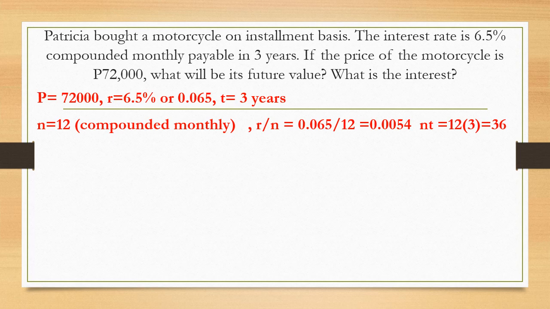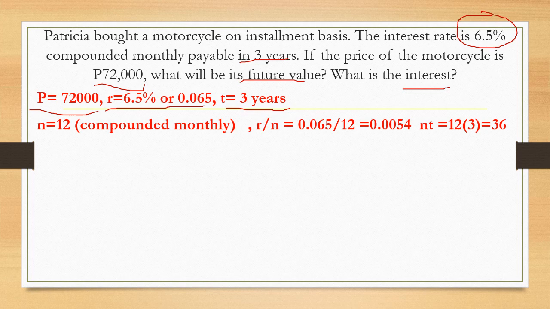Now, for our next example, Patricia bought a motorcycle on an installment basis. The interest rate is 6.5% compounded monthly, which is payable in 3 years. If the price of the motorcycle is 72,000 pesos, what will be the future value and what is the interest? Now, for our given, 6.5% here is our rate. Convert that to decimal, we will have 0.065. How about 3 years? Of course, that is our time. Then, how about 72,000? Yes, that is our principal or the original amount of the motorcycle. So, we're looking for F and we're looking for I, interest.